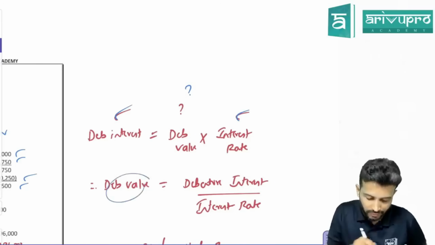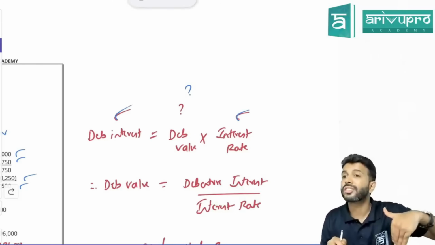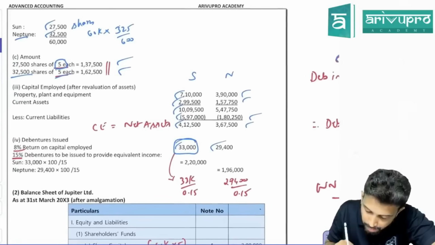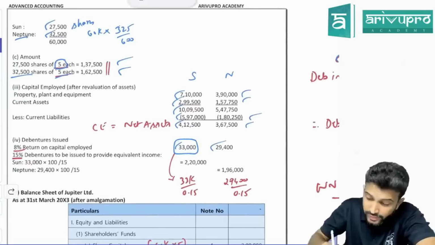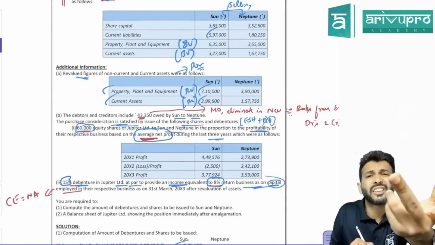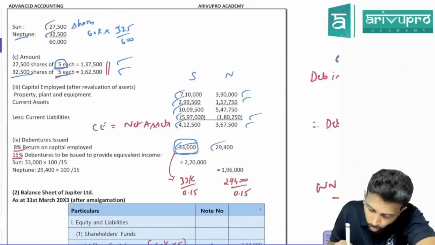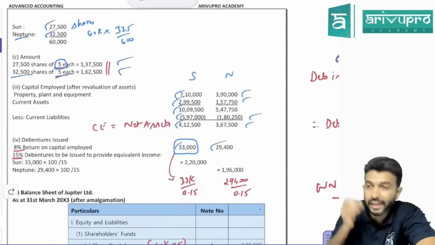How do you find out the debenture value? Debenture interest divided by interest rate. That is what is given over here. Do you know the interest amount? 33,000. Do you know the interest rate? Yes. What percent debentures are these? 15%. That means these debentures carry an interest rate of 15%. Interest amount is 33,000. Interest rate is 15%.